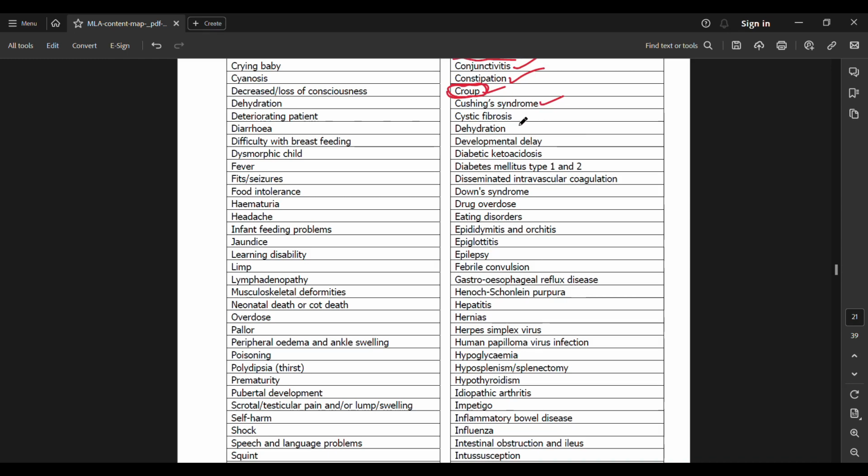Next, you have cystic fibrosis. I would say this is important. When it comes to pediatric cystic fibrosis, very important topic. They love to test you on this, whether it's an MCQ, whether it's an OSCE station, whether it's counseling a parent, very important.